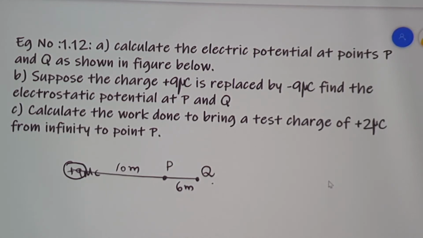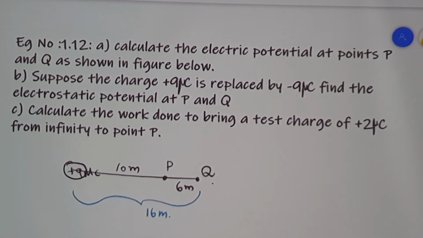Then at a distance of 10 meters you have a point P, and from point P at a distance of 6 meters you have a point Q. So the total distance from the charge to the point Q is 16 meters.